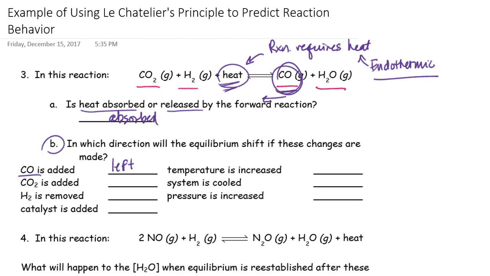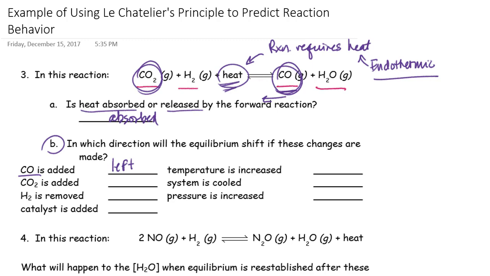In the next prompt, we're told, what about if I add carbon dioxide? If I add carbon dioxide, then again, remember the equilibrium process is going to fight to undo whatever change I provoked.